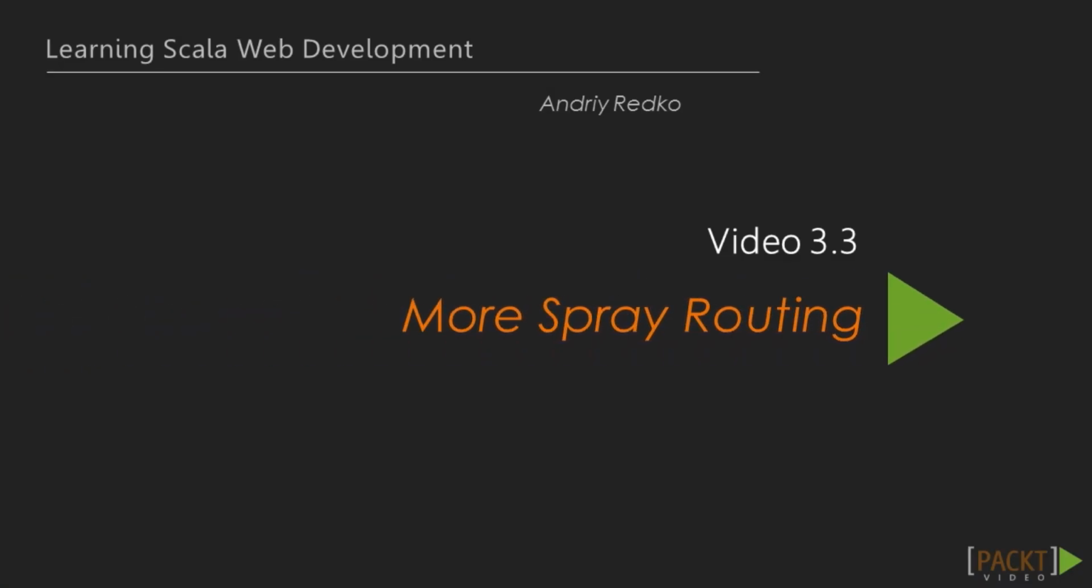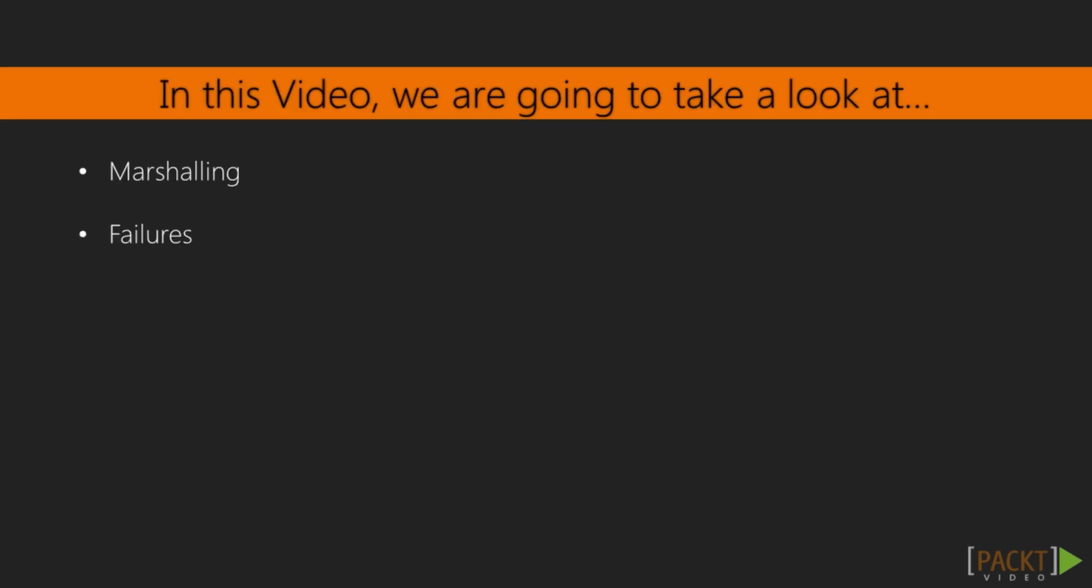Hi, and welcome to the third video of the third section. In the previous video, we discussed the Spray routing module and the power it brings for defining RESTful web services in the Spray framework using routes. In this video, we're going to continue our acquaintance with Spray routing module capabilities by discussing marshalling support and handling failure conditions.